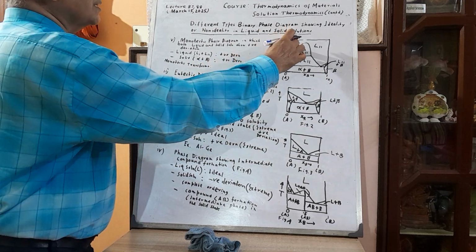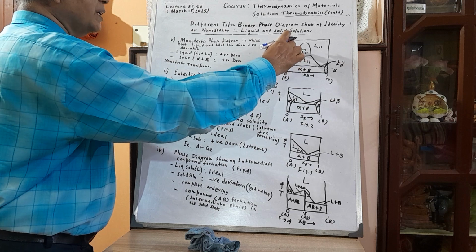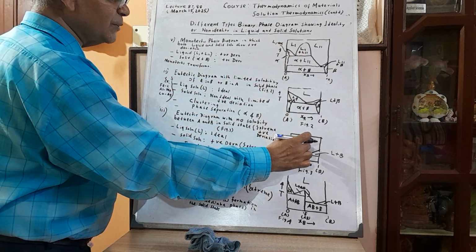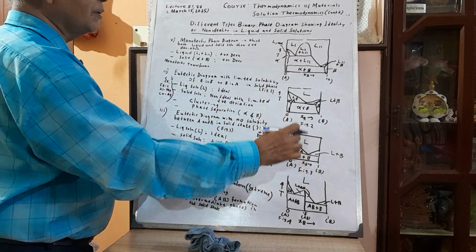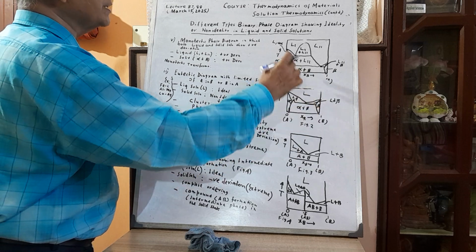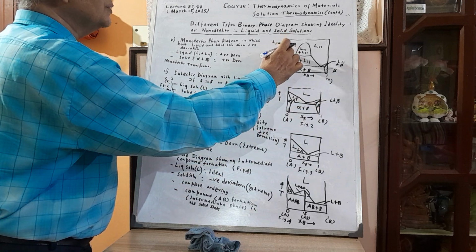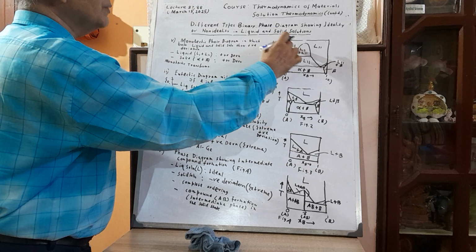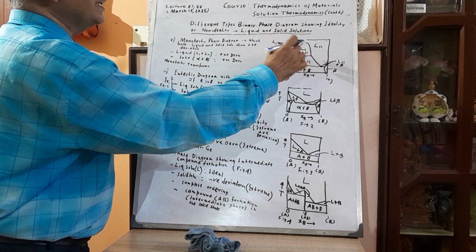What is this? See here, this is the point. Exactly like this. What is this? Liquid goes to A plus B. Or here, liquid goes to alpha plus beta. Here, liquid 1 goes to what? Alpha. Liquid 1 plus alpha means alpha, and this side liquid 2.